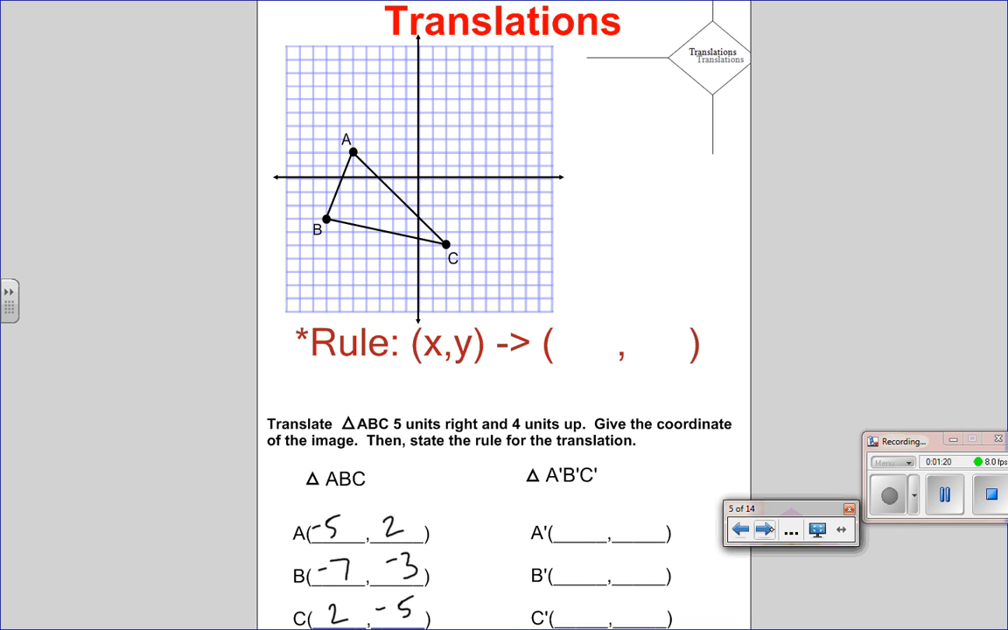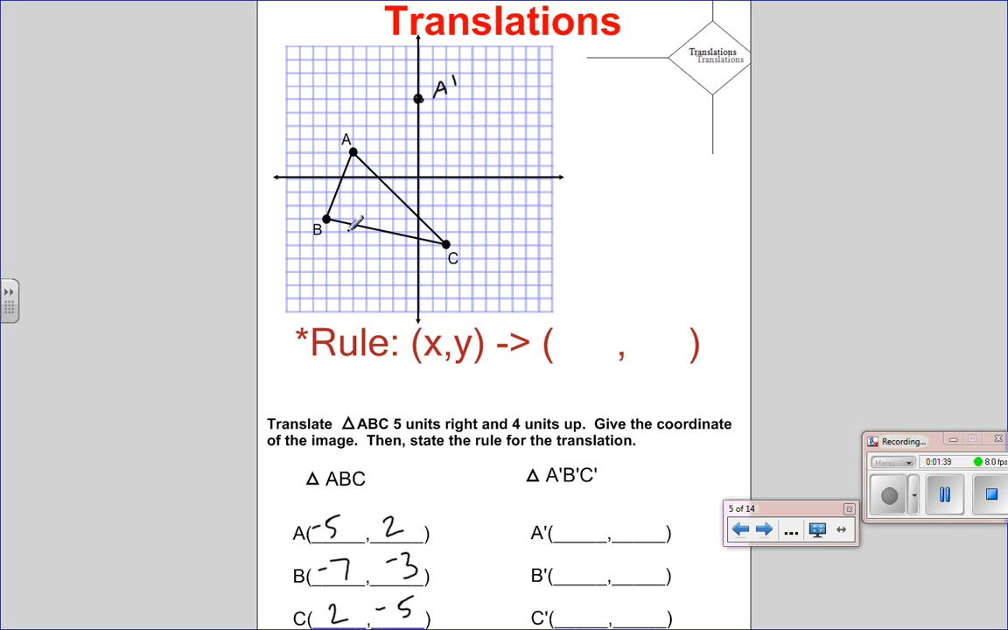So let's look at a translation. We want to translate triangle ABC 5 units right and 4 units up. Well, one way you can do it is you can look at the graph and say, okay, A needs to go 5 right and 4 up. So 1, 2, 3, 4, 5. 1, 2, 3, 4. So that would be my new location for A prime.